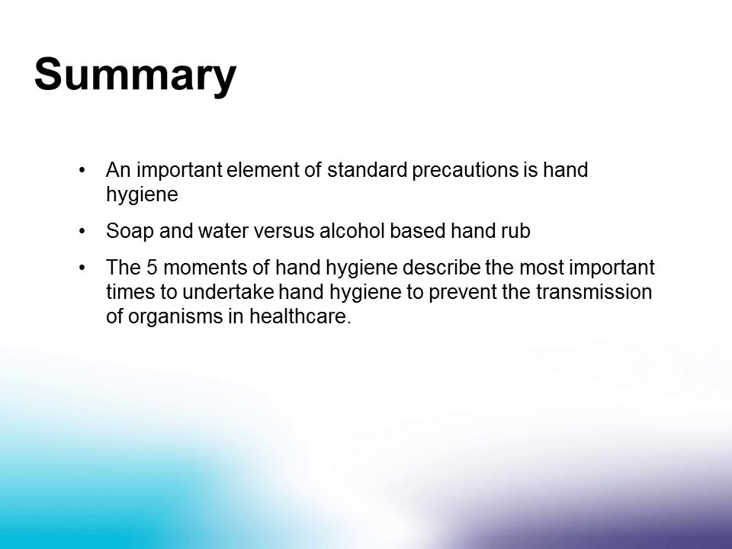To summarise, hand hygiene is a critical component of standard precautions. Hand hygiene refers to any action of hand cleansing, and it includes washing your hands with soap solution and water, or applying a waterless alcohol-based hand rub to the surface of your hands. Alcohol-based hand rubs are convenient and are the first choice for hand hygiene in healthcare when your hands are not visibly soiled. The 5 moments of hand hygiene describes the most critical times that you should undertake hand hygiene to prevent the transmission of organisms in healthcare.